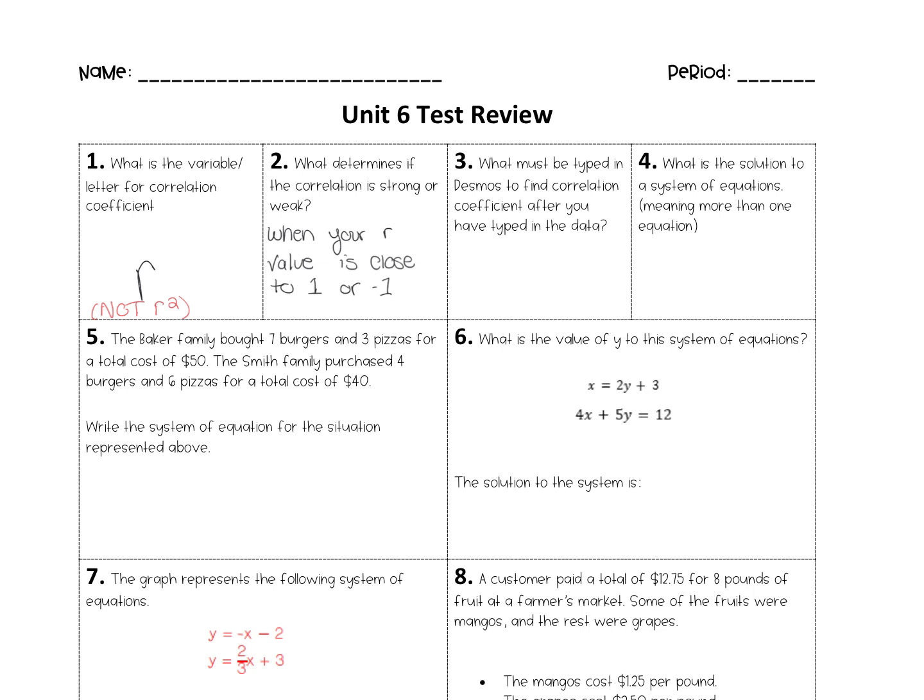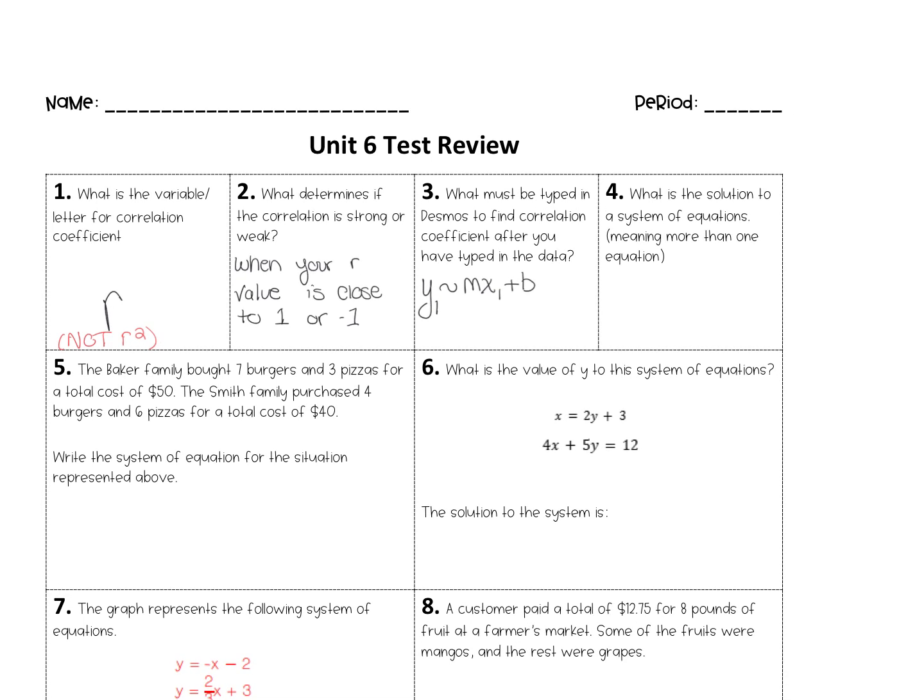What must be typed into Desmos to find the correlation coefficient after you've typed in your data? Remember, you go to a new line and you type Y1, the squiggly, M, X1 plus B. What is the solution to a system of equations? The solution to a system is the point of intersection, the place where they intersect or touch.